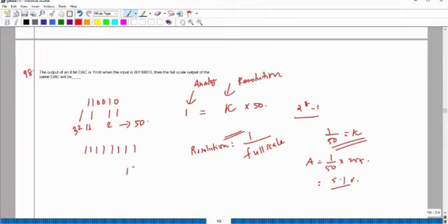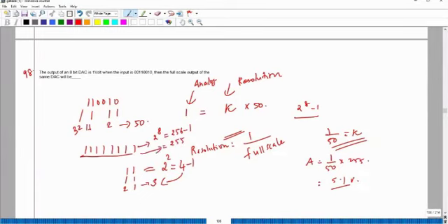What is 2 ones? It is 1 plus 2, that is 3, right? So instead, for 2 ones you have to take it like this: 2 power 2, which is 4, and 4 minus 1 is 3. Likewise, what is 2 power 8? 2 power 8 is 256. If you subtract 1, you will get 255.